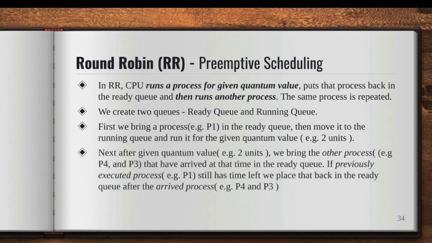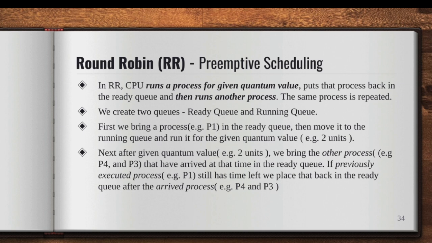Next, after a given quantum value, which is 2 units, we bring other processes, for instance, P4 and P3, that have arrived at that time in the ready queue. If the previously executed process still has time left, we place that back in the ready queue after the arrived processes, let's say P4 and P3.